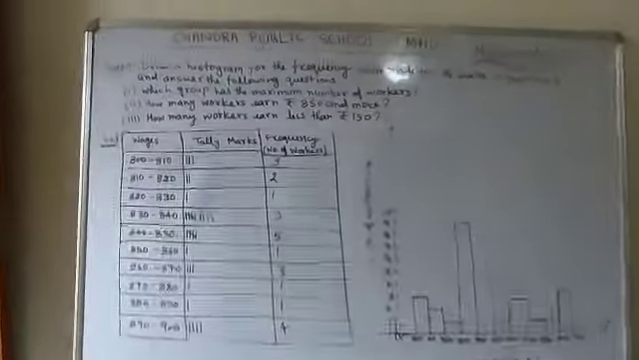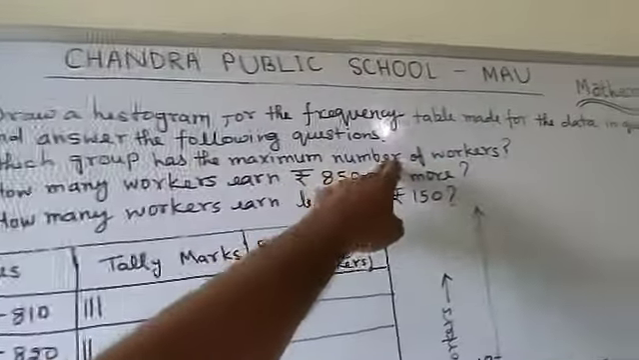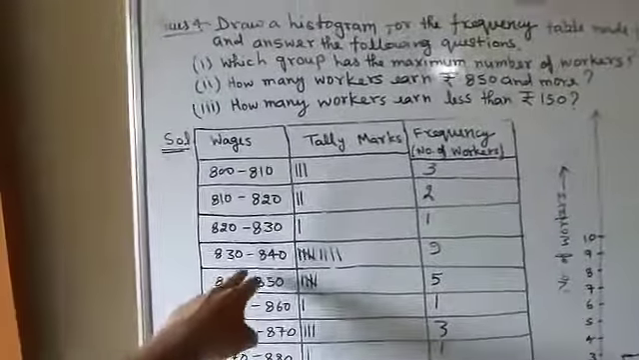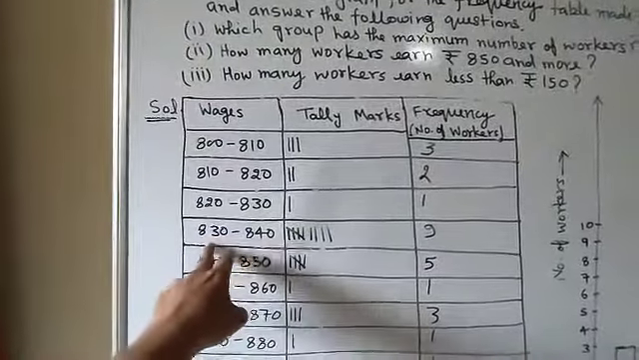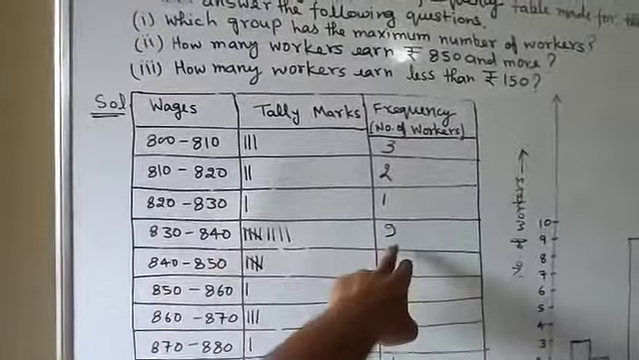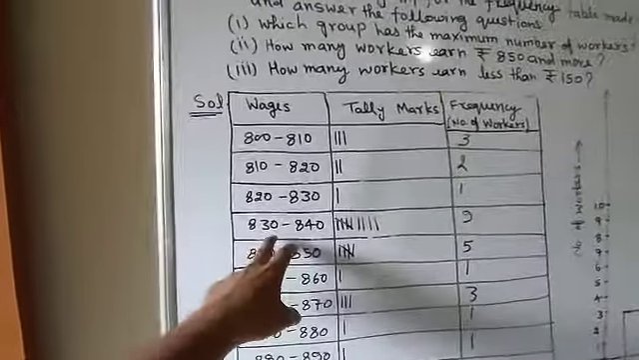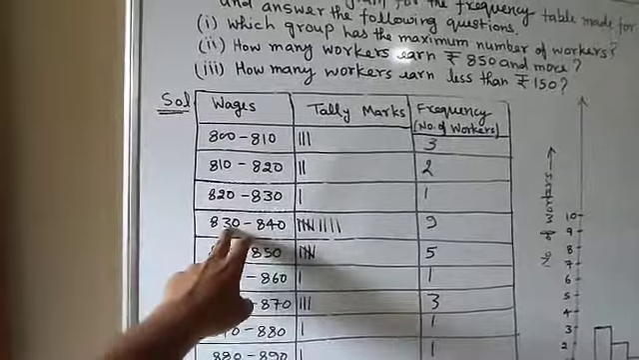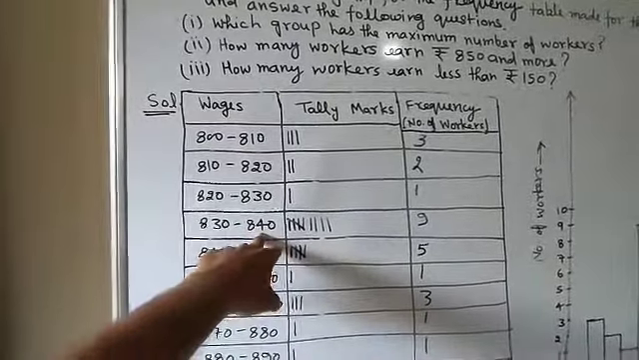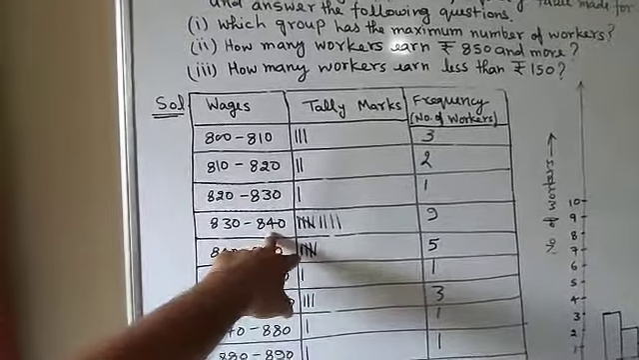In question number 4, it is asked which group has the maximum number of workers. From the table you will get that the group 830 to 840 has 9 workers, which is the maximum. So you will write that the group 830 to 840 has the maximum number of workers, 9.